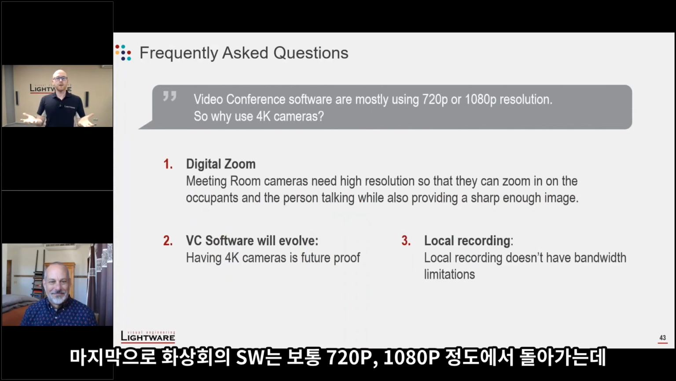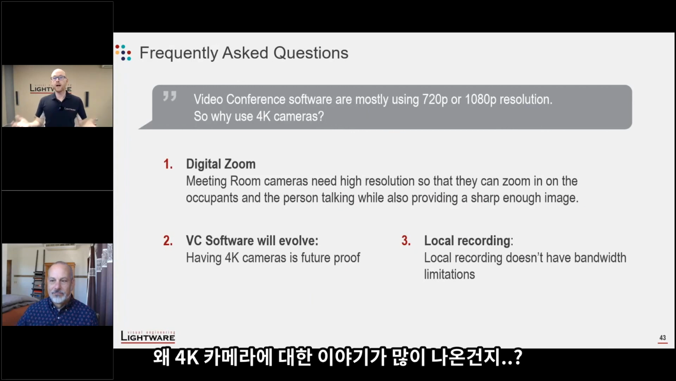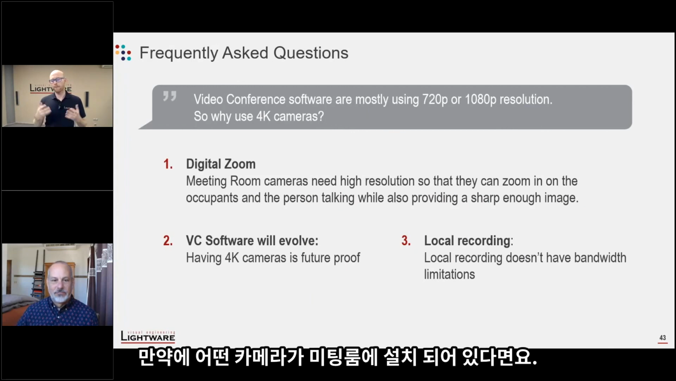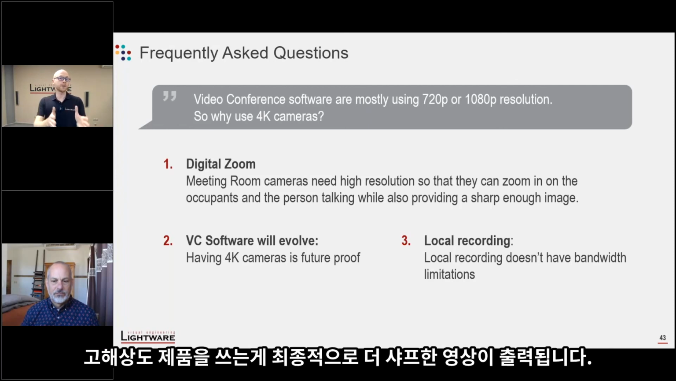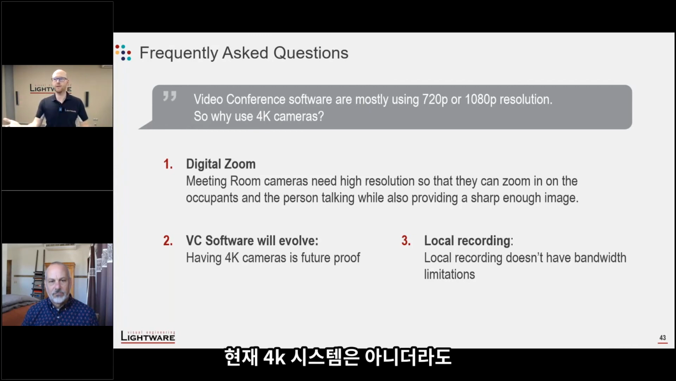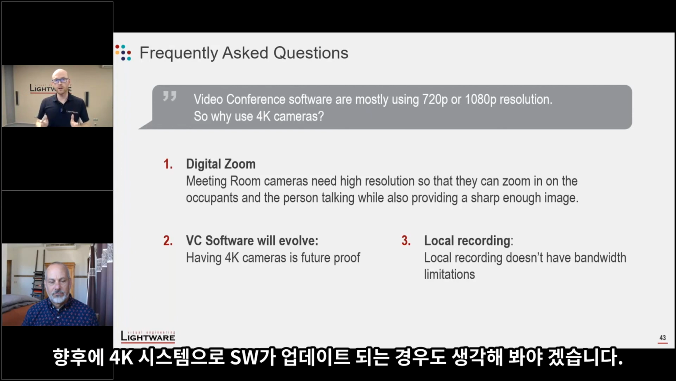And lastly, video conference software are mostly using 720p or 1080p or even lower resolution, so why use 4K cameras? Well, these cameras, if they're installed in meeting rooms, they need to be high resolution because they usually have auto zoom for the participants or even the person who is talking, and they need to provide a sharp enough image. So they don't have 4K because that's the thing people want. They're 4K because that's an additional feature because these are meeting room cameras.